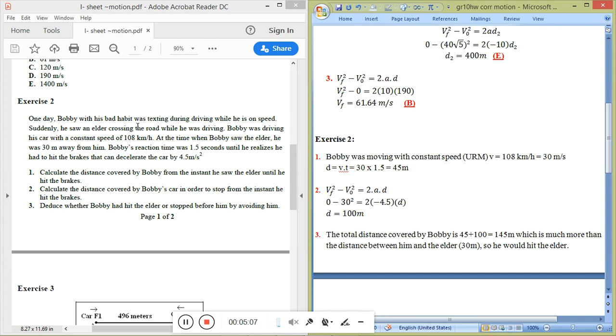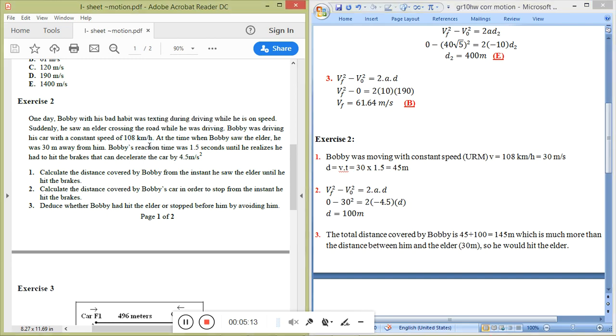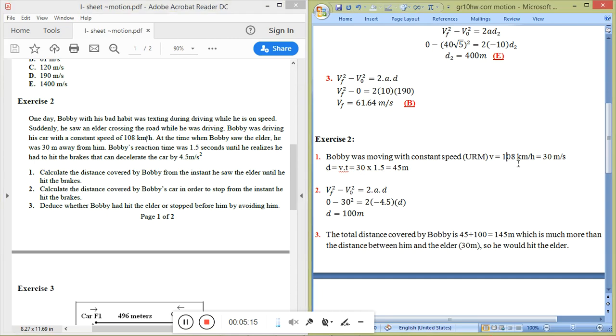With the speed of 108 kilometers per hour, of course, we should convert this into meters per second. We divide it by 3.6. So 108 kilometers per hour divided by 3.6 is 30 meters per second. At the time when Bobby saw the elder, he was 30 meters away from him. Bobby's reaction time was 1.5 seconds until he realized he had to hit the brakes.